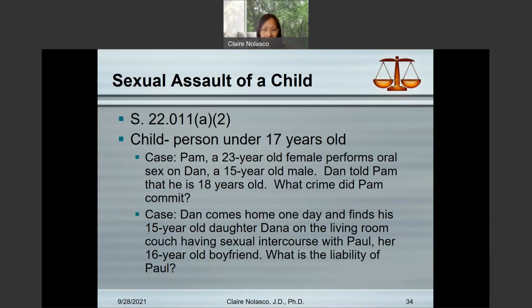Hence, he is below 17 years old. He is a child under the law. Let's look at this next case. Dan comes home one day and finds his 15-year-old daughter, Dana, on the living room couch having sexual intercourse with Paul, her 16-year-old boyfriend. What is the liability of Paul?